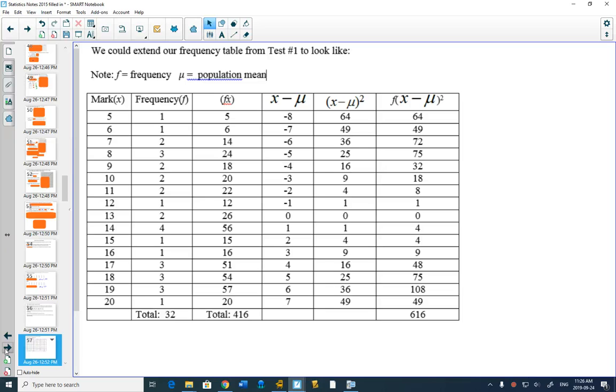Here's test number 1. If we wanted to calculate the standard deviation by hand, and if we wanted to calculate the variance by hand, we have each of these scores from 5 to 20, and their frequency listed here. If we look at, okay, this is our score minus our mean.